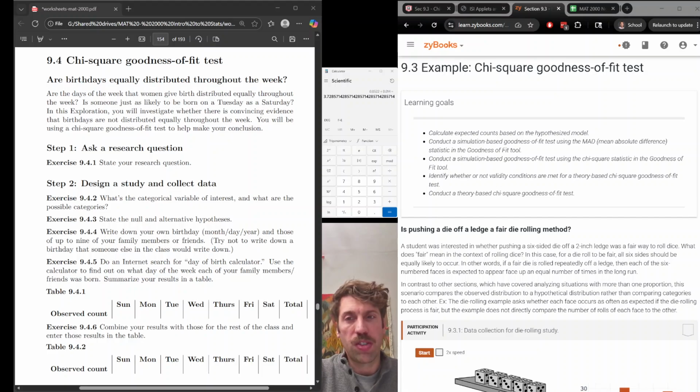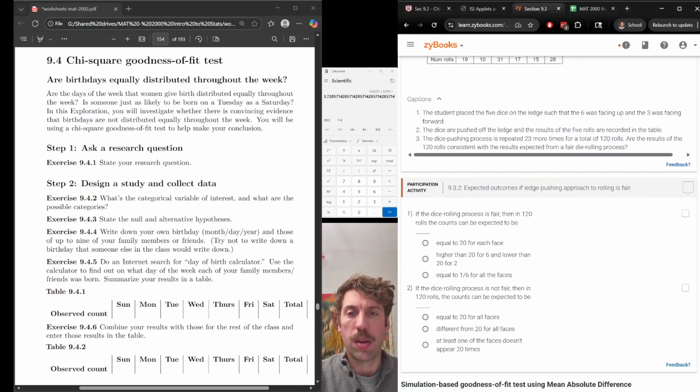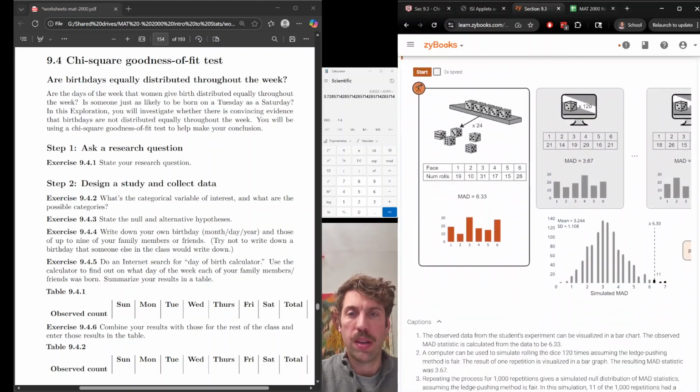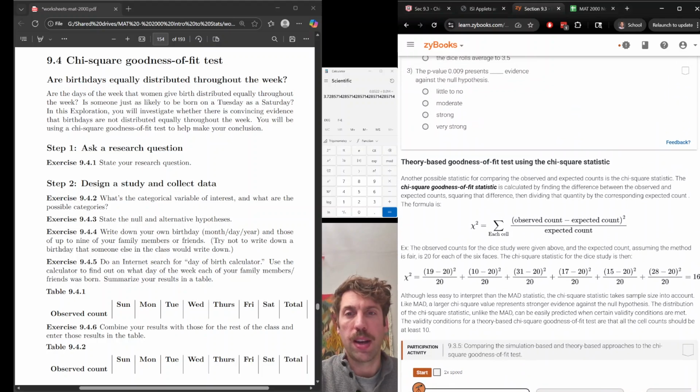Here we are doing section 9.3 in the reading, but it's 9.4 in the worksheet because there's an extra section on chi-squared that we're skipping. So you should have already read section 9.3, and one of the things they talk about in 9.3 is that there's a second way of calculating chi-squared.